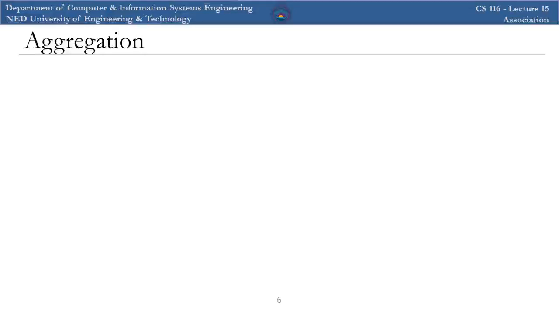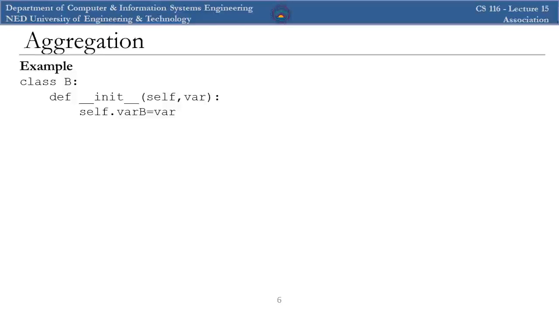Now let's implement the same example through aggregation, or let's change it a little bit to show you how aggregation works. In this example, again, I'm defining class B exactly the same way. I'm passing a variable var that will be assigned to the instance variable varb while instantiating an object of class B type. So there is no change in this.